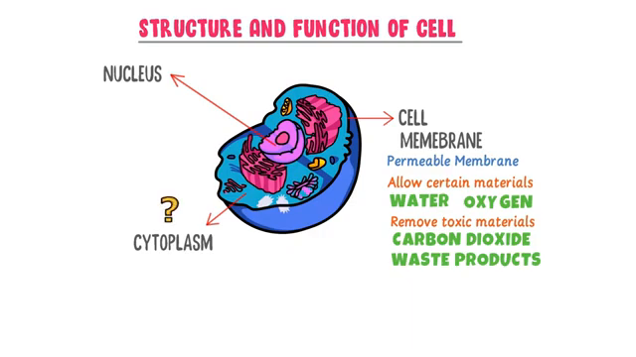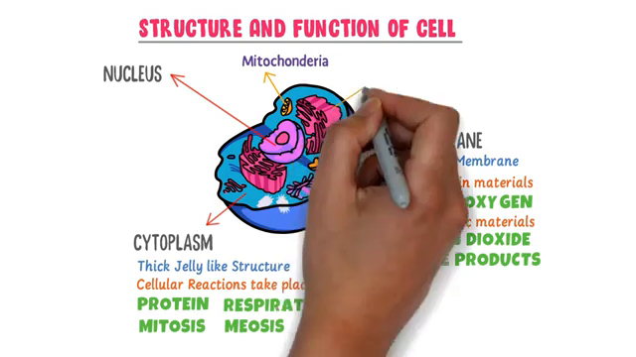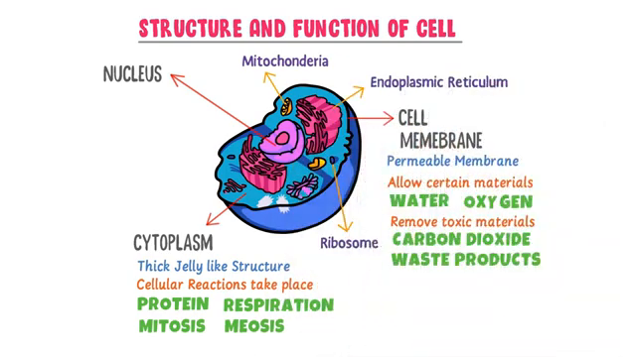Now what is cytoplasm? Cytoplasm is the thick jelly-like structure and it provides shape to the cell. It means that different shapes of the cell are due to the different shapes of the cytoplasm. All the cellular functions or cellular reactions take place here in the cytoplasm. For example, protein formation occurs in the cytoplasm, respiration occurs in the cytoplasm, mitosis or meiosis occur in the cytoplasm. Secondly, all important organelles are present in the cytoplasm like mitochondria, ribosomes, endoplasmic reticulum, Golgi bodies, lysosome, which we will discuss later in this lecture.